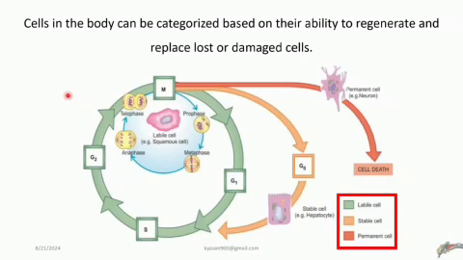So based on the ability to regenerate or ability to divide, overall, your body cells can be categorized into three. We have what we call labile cells. These are continuously dividing cells. They are cells that all the time are going through the cell cycle, dividing. Okay? For example, the cells of your GIT. The cells of your GIT are all the time undergoing division, and that's normal.